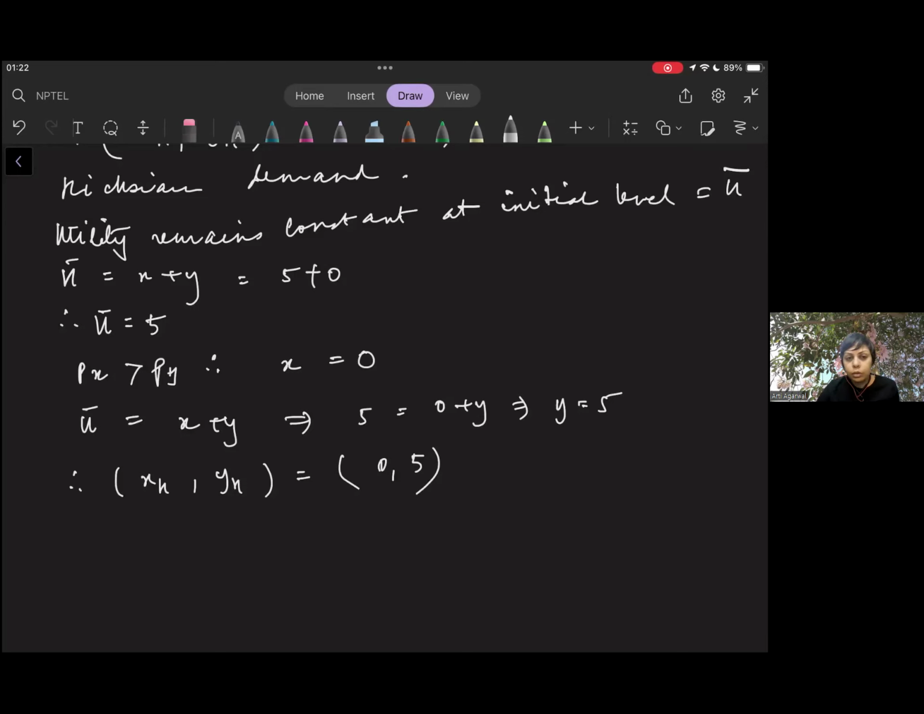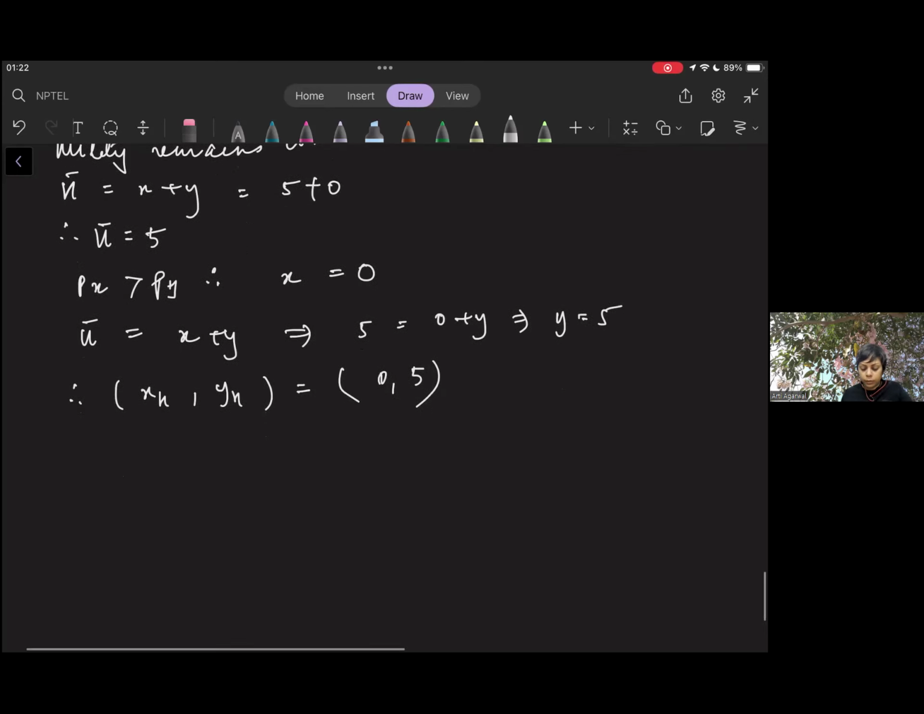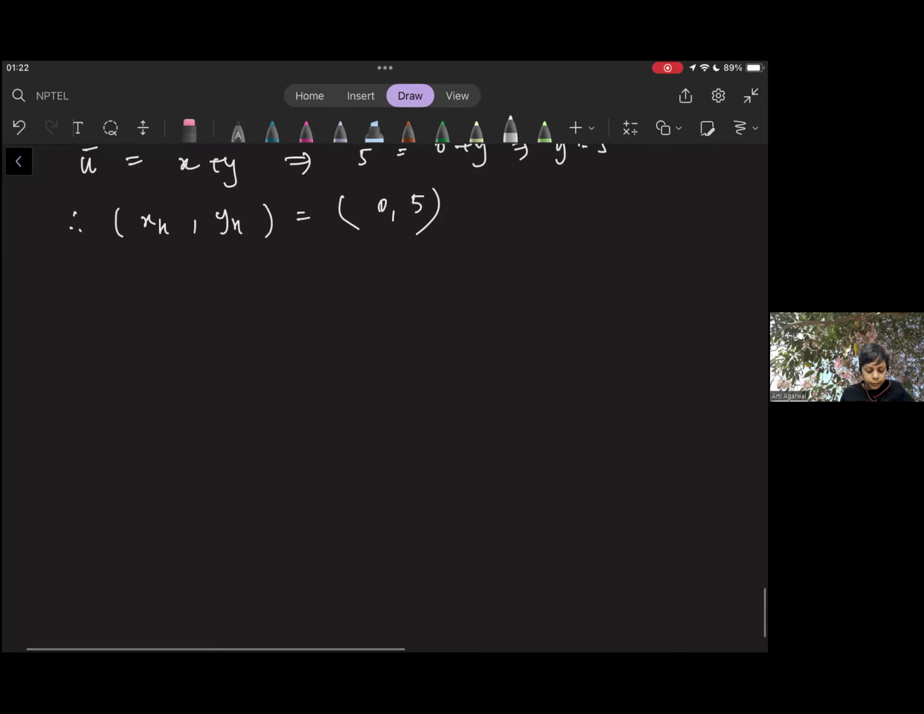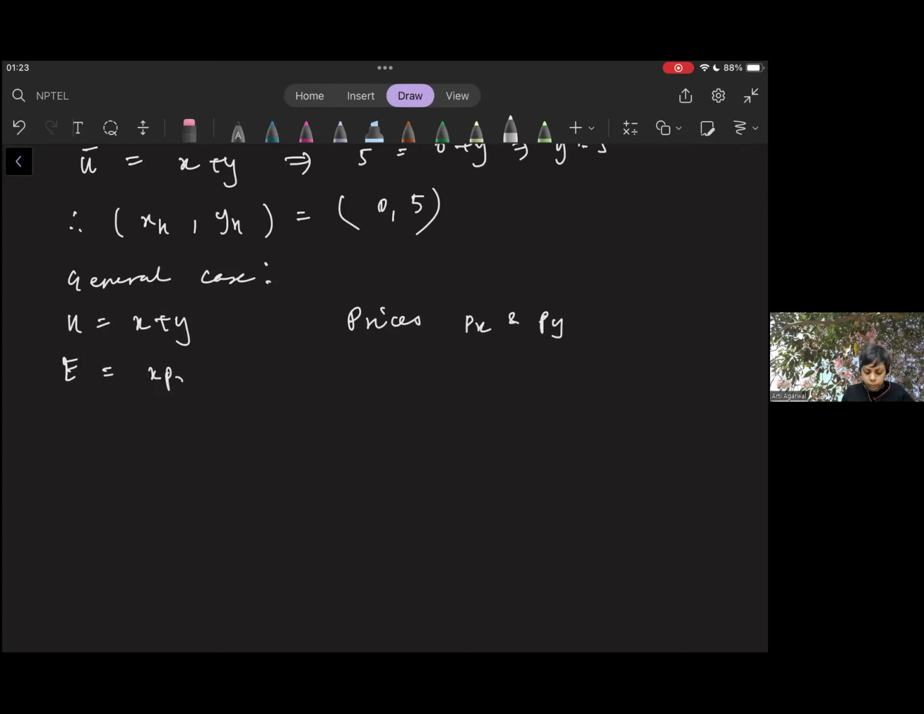But I wanted to also address how we derive the expenditure function and how we can derive the Hicksian demand functions, consumption functions, or individual demand functions. So now let's go back to the general case. Let's take the same function to keep the calculation a bit simple. Let's take u is equal to x plus y. We just take prices as Px and Py. And e is equal to x Px plus y Py.